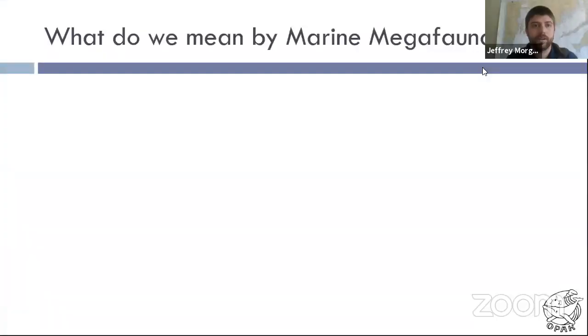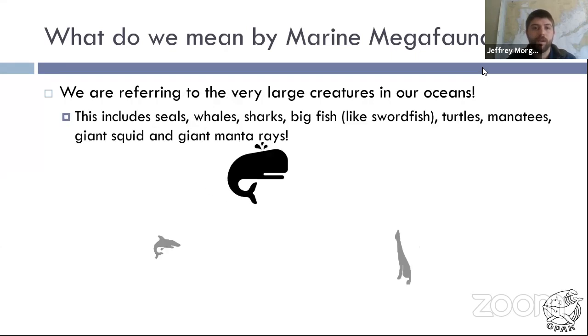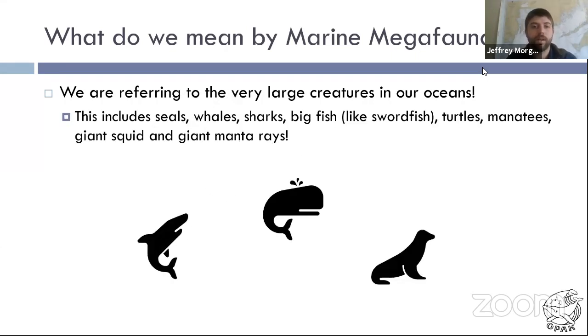All right. So I just want to recap on what we mean by marine megafauna, since that is the name of this series. These are very large creatures in the ocean. These can be seals, pinnipeds, whales, sharks, the big fish, like we're going to talk about today. But these can also be turtles and manatees, giant manta rays. They don't have to be marine mammals.